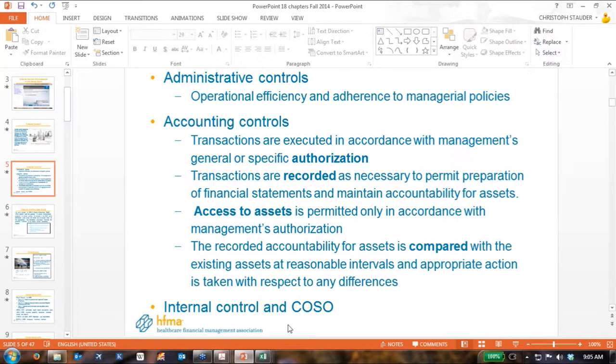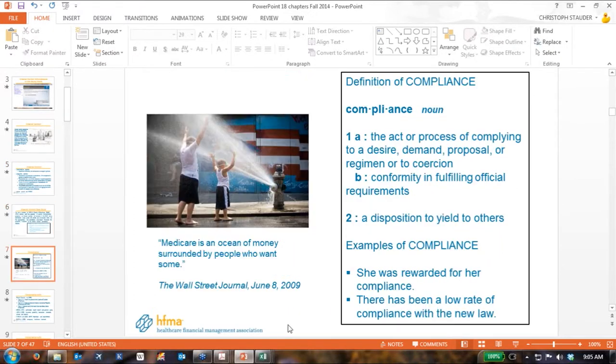So that's internal control. I just mentioned that in healthcare, internal control immediately segues into compliance. So what is compliance? Here's a Webster's definition on the right, which defines compliance using the word comply, which to me seems a little bit circular. You have to know what comply means in order to understand compliance.